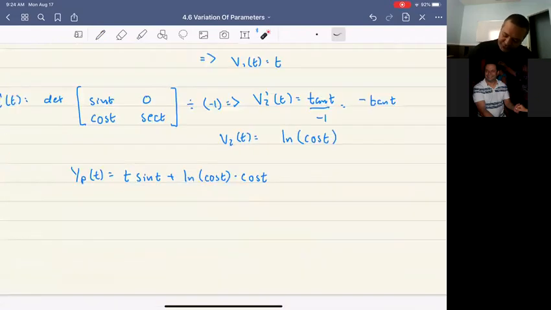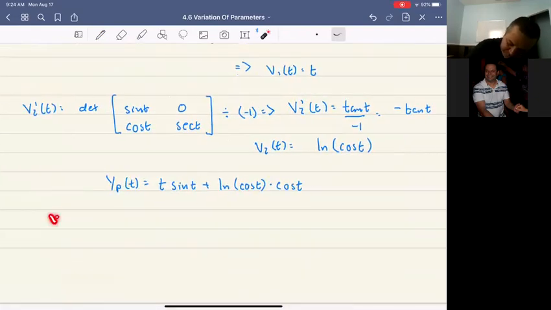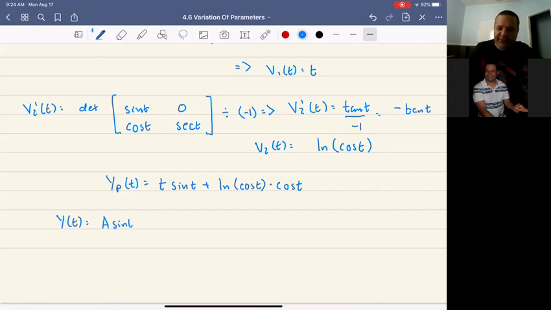So our total solution, and we haven't even considered initial conditions yet, and we're not right now, is a sine t plus b cosine t plus t sine t plus natural log of cosine t times cosine t.